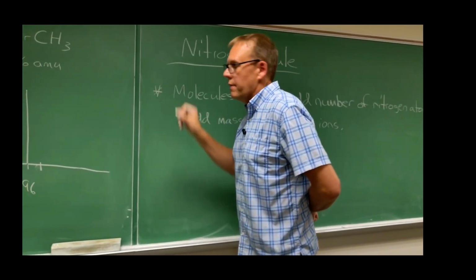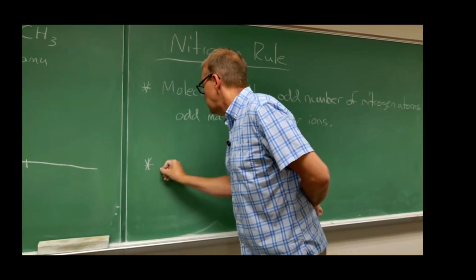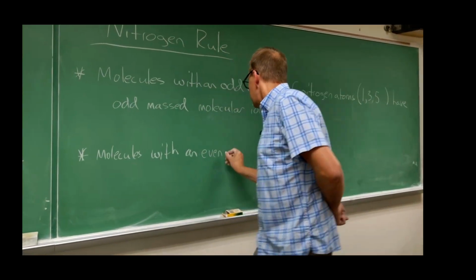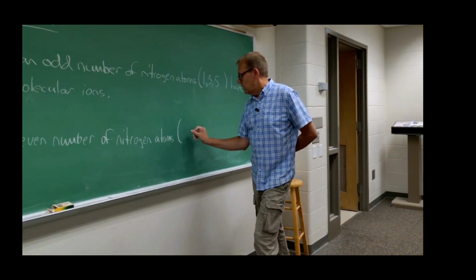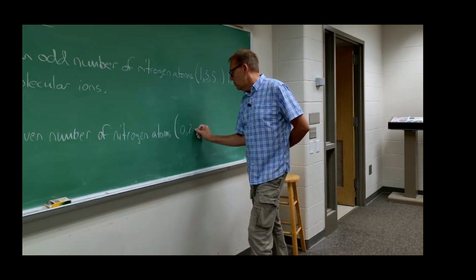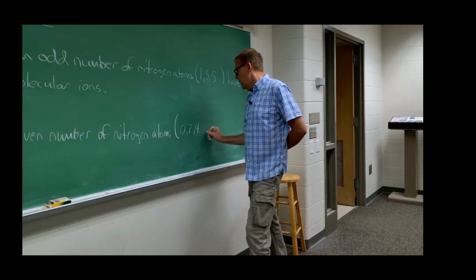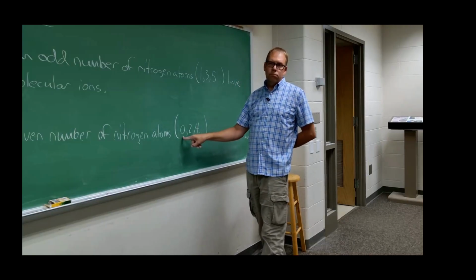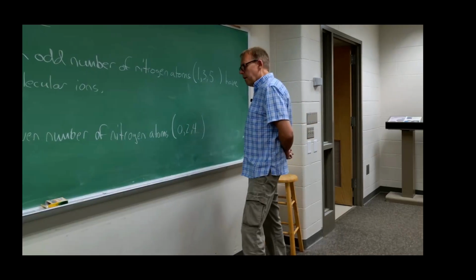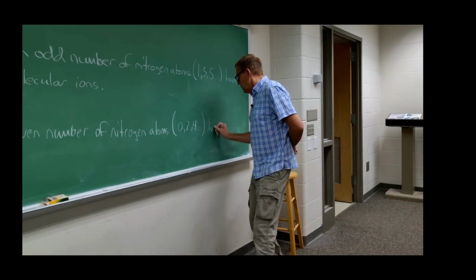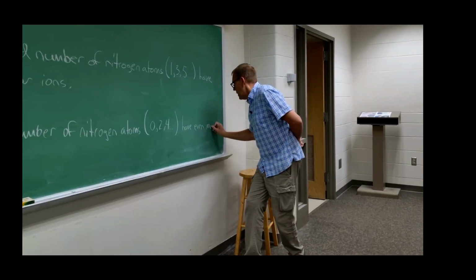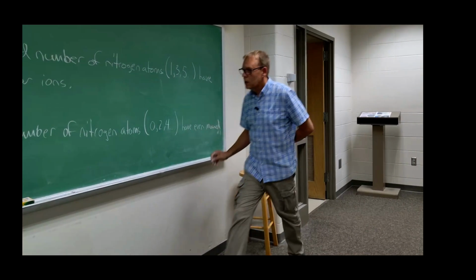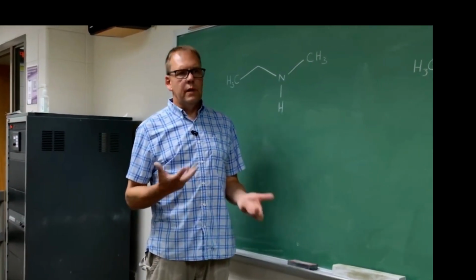Just put a bullet point next to that. And then molecules with an even number of nitrogen atoms, and that would be 0, 2, 4, and so on. We'll call 0 an even number. These have even masses, even massed molecular ions. All right, let's give this nitrogen rule a try with a couple of examples.